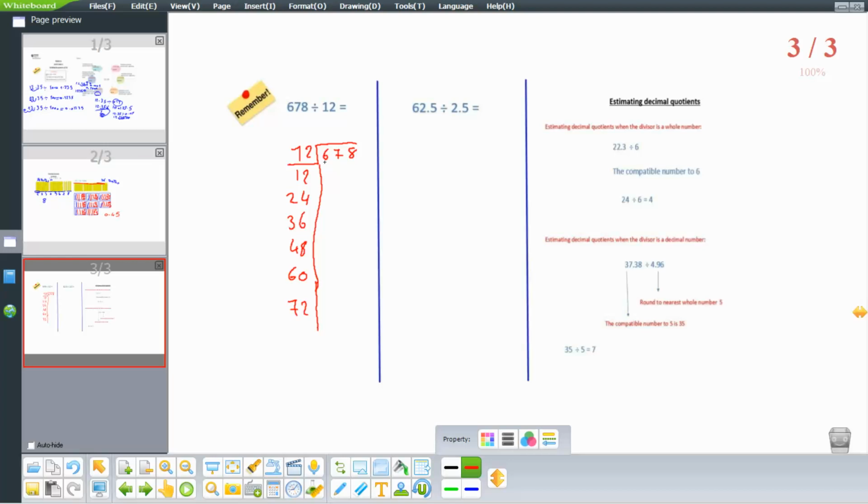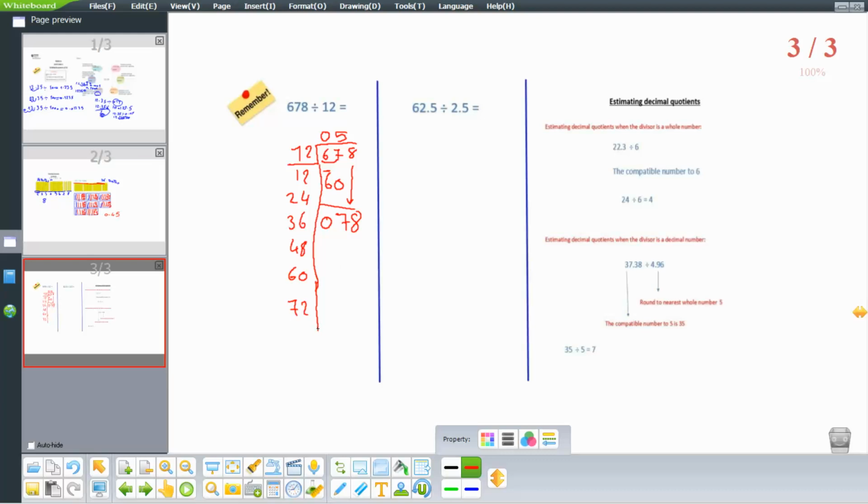Okay, so let's start from 6. 6 divided by 12 doesn't go, so it will be 0. 67 divided by 12, which is the closest number to 67? The closest number is, yes, 60. So the answer will be 1, 2, 3, 4, 5. So it will be 5, and we will put here 60, and the next step is subtraction. 7 minus 0, 7, 6 minus 6, 0. Then drop down 8. Okay, 78.